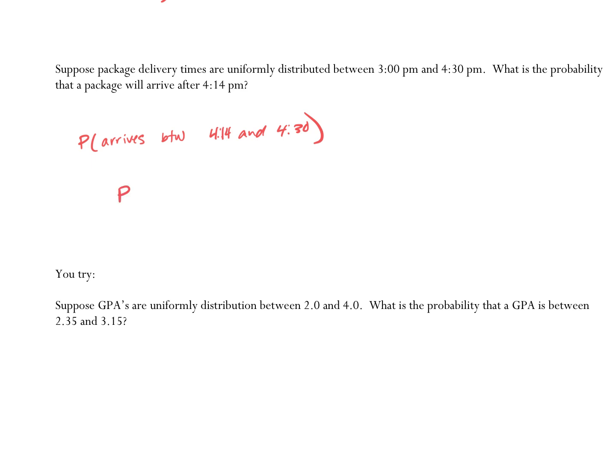Another way we might write this, and I want you to get into the habit, is saying 4:15 is less than the arrival time, which is less than 4:30. So it's just saying between. We might write it as two less-than signs. So what is the width of my arrival time? How many minutes is it between? It's 15 minutes between 4:30 and 4:15. How many total minutes is my window? 90. So to find this probability, I do 15 out of 90.